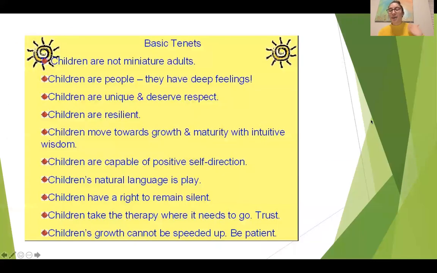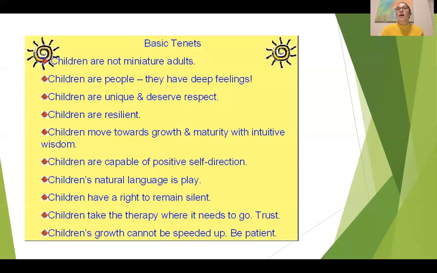And so I decided to end my PowerPoint with this beautiful little basic tenet slide that I found on the internet, because I do think it's important a lot of times to remind ourselves who children are, sort of breaking from that mold that children are just an extension of their parents or their families or even their culture, but are their own individual humans with their own feelings and thoughts and beliefs. And so you see, children are not miniature adults. Children are people. They have deep feelings, and a lot of times they don't have the ways to express those deep feelings. Children are unique and deserve respect.